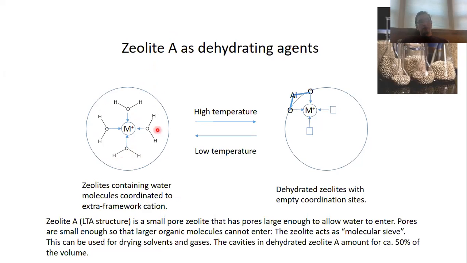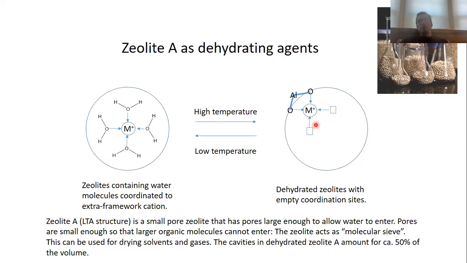Why do zeolites have a high affinity for water? That is because they contain the counter anions in the pores, and these counteranions can coordinate water to them, so they form a hydration sphere. Okay, so at high temperature, you can actually remove that water, and that produces free coordination sites.